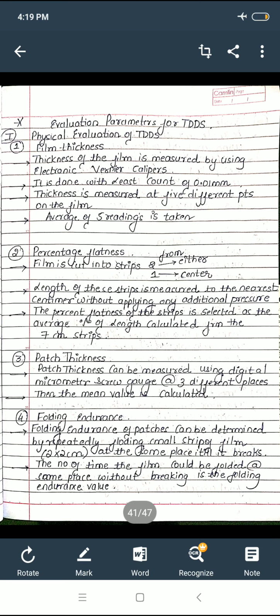Next parameter is folding endurance. Folding endurance of the patches can be determined by repeatedly folding a small strip of film, 2 by 2 centimeter, at the same place till it breaks. The number of times the film could be folded at the same place without breaking is the folding endurance value.